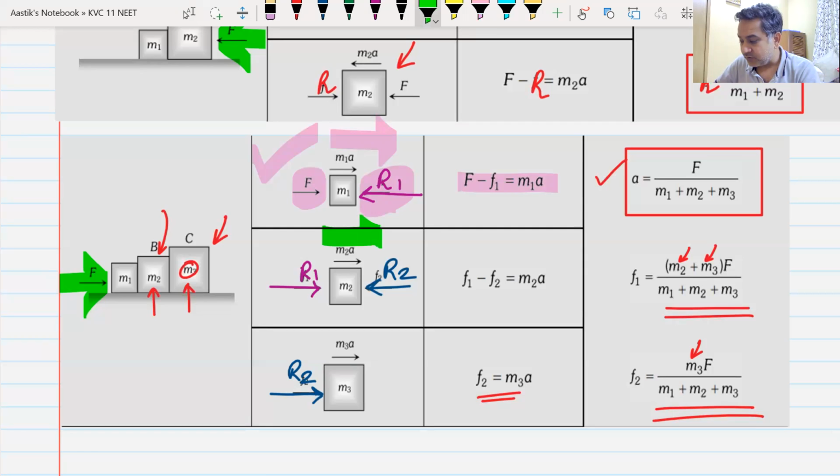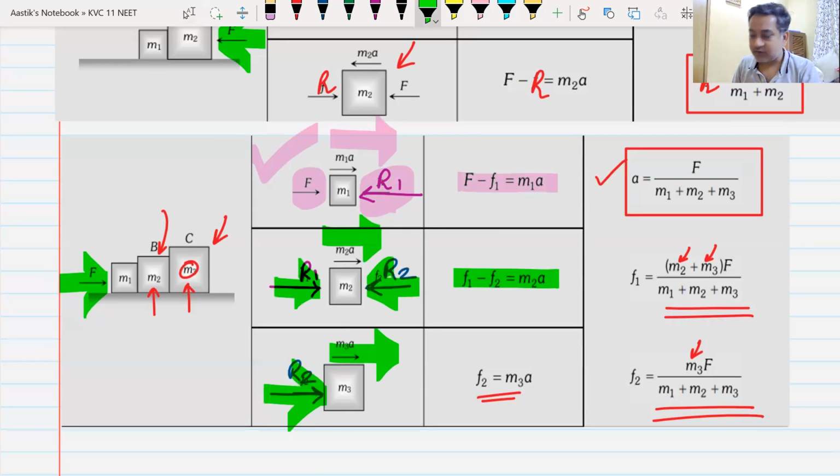This block is also moving in this direction. So this force minus this force will be M2A. Free body diagram. This block is also moving in the same direction. There is only one force acting on this block. So this force is equal to M3A. Do we understand how these equations are made?